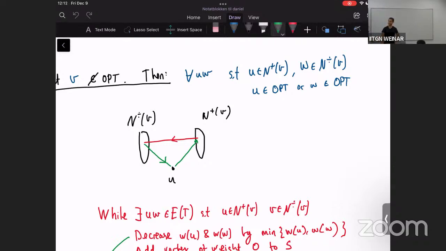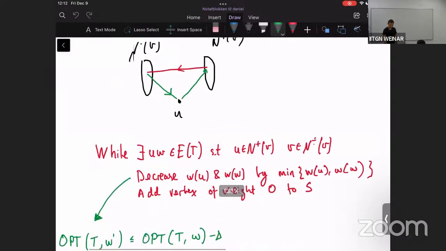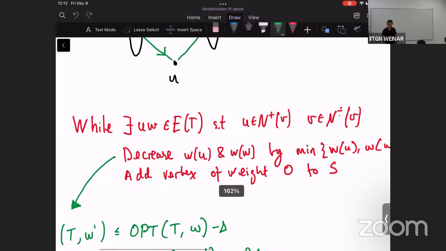So if we have a vertex V that we know isn't in opt, then as long as there is an edge from the out neighborhood to the in neighborhood, we know that one of them has to be in the optimum solution. So now we can basically do a vertex cover style algorithm. Like in the unweighted case, you would just pick both and remove them.